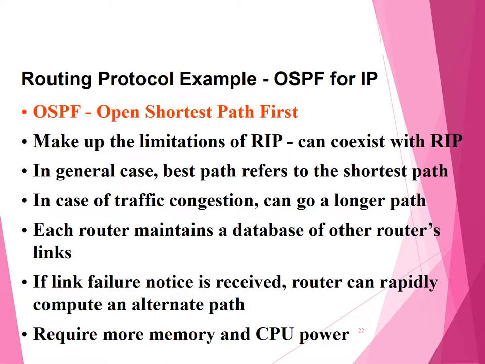Routing protocol example: OSPF for IP. OSPF, Open Shortest Path First, makes up for the limitations of RIP and can coexist with RIP. In the general case, the best path refers to the shortest path. In case of traffic congestion, it can go a longer path. Each router maintains a database of other routers' links. If a link failure notice is received, the router can rapidly compute an alternate path. It requires more memory and CPU power.